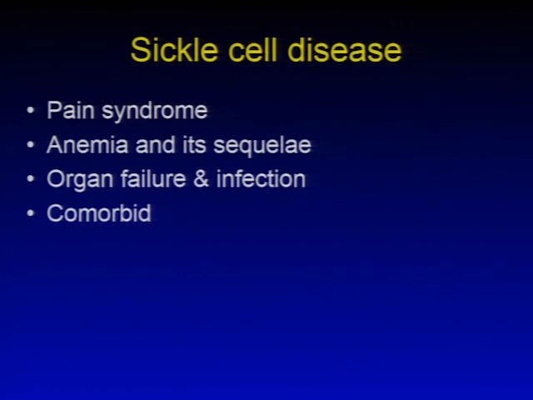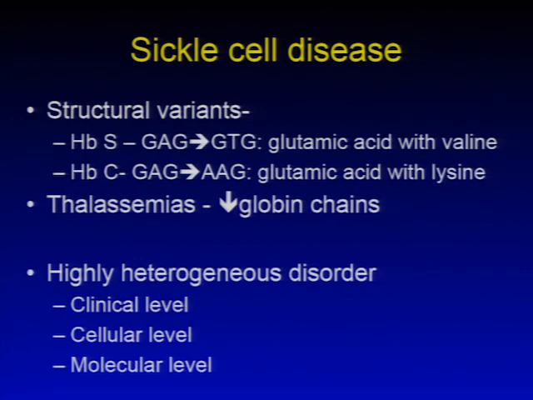Sickle cell disease has a structural variant in the protein of the hemoglobin. In hemoglobin S, the GAC sequence is changed to GTC, where you have glutamic acid replaced with valine. Hemoglobin C is GAC changed to AAG, where the glutamic acid is replaced with lysine. In thalassemias, there is a decrease in the globin chain. It is a highly heterogeneous disorder, clinically, cellularly, as well as at the molecular level.